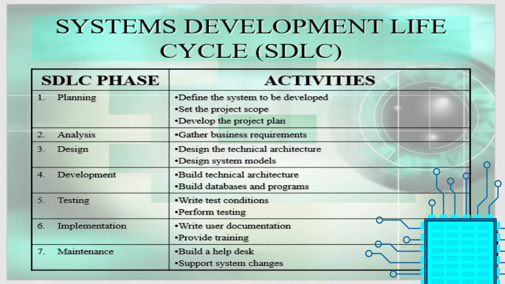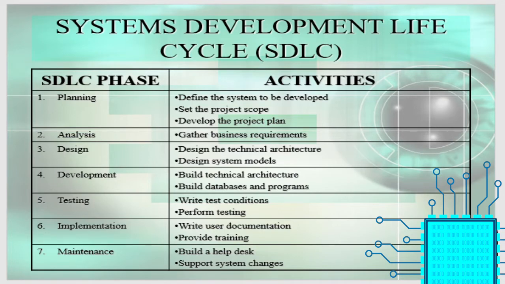The activities coming under these phases are as follows. In planning, the activities are to define the system to be developed, set the project scope, and develop the project plan. In the analysis phase, we gather business requirements. In design, we design the technical architecture and design system models. In the development phase, we build the technical architecture, database, and programs. In the testing phase, detailed testing of the system takes place, that is, write test conditions and perform testing.